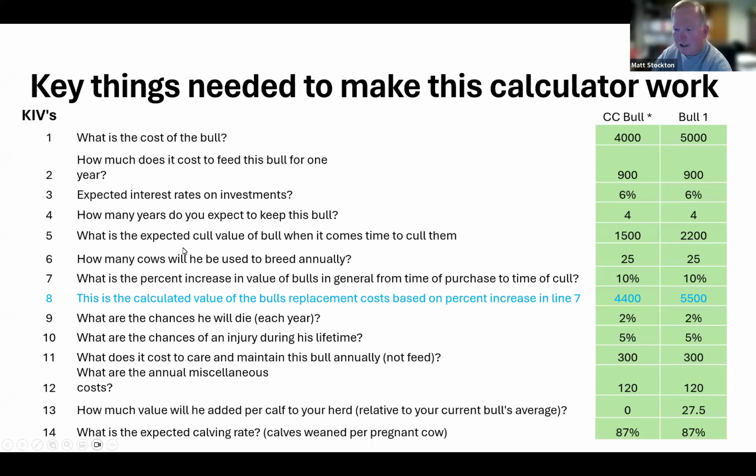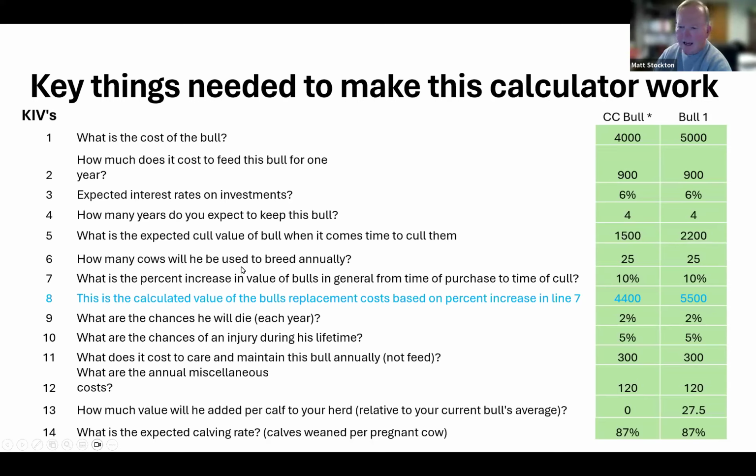All right. So what is the expected cull value of the bull when it comes time to cull him? Hopefully he's still walking around. You don't want to be culling him when he's not walking around. It's going to be kind of tough to get him to the sale. So what we did, the cull value right now is like $1,500. But four years from now, we're saying it's probably going to be higher, like $2,000. Okay, so we put 2,200. Now, if you put 2,200 in for the first bull here, it will put it in all the other bulls, because they're all going to last four years and have about the same cull value. So that's why they're in there. If that's not true, you can change that.